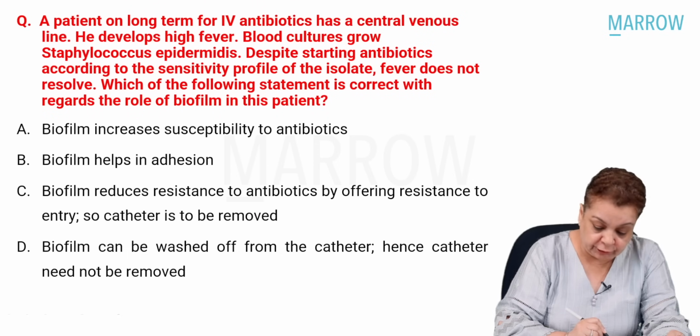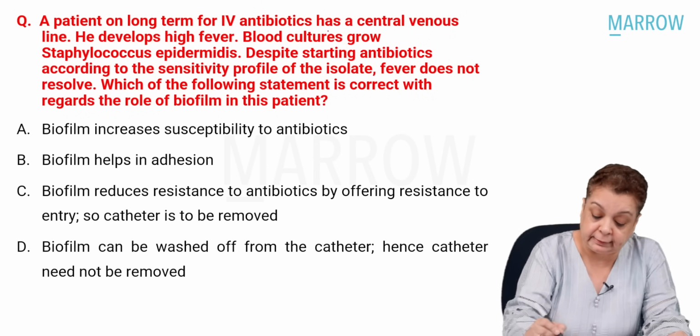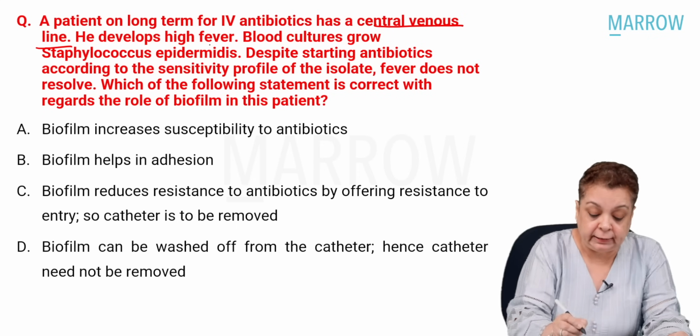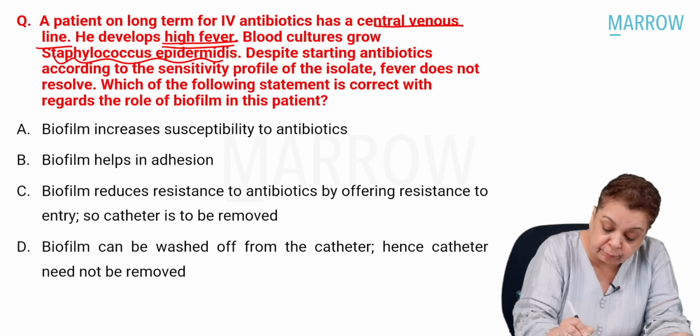Moving on to our next question, a patient on long-term IV antibiotics has a central venous line. He develops high fever. Blood cultures grow staph epidermidis.